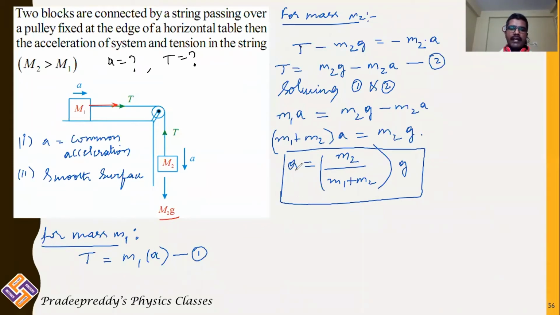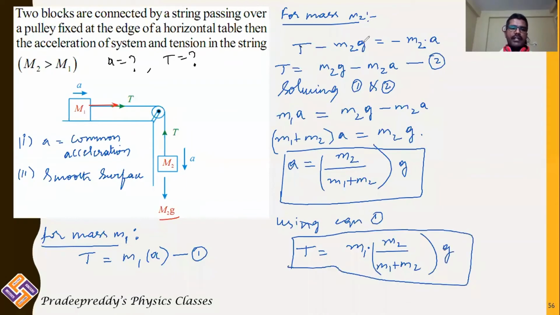After finding a, just substitute in equation 1, you will get tension. So using equation 1, we can write tension T as m1 into acceleration. We already got it. It is m2 divided by m1 plus m2 into g. This is equation for tension in the string. So just by drawing free body diagrams, you can find out tension in the string as well as acceleration.